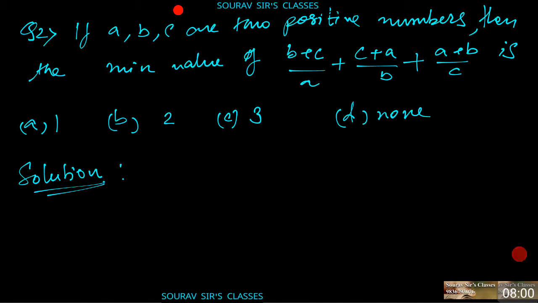Now students, we move on to question number 2. The question says: if a, b, c are three positive numbers, then the minimum value of (b+c)/a + (c+a)/b + (a+b)/c is option A 1, option B 2, option C 3, or option D none of the above. Now the solution.